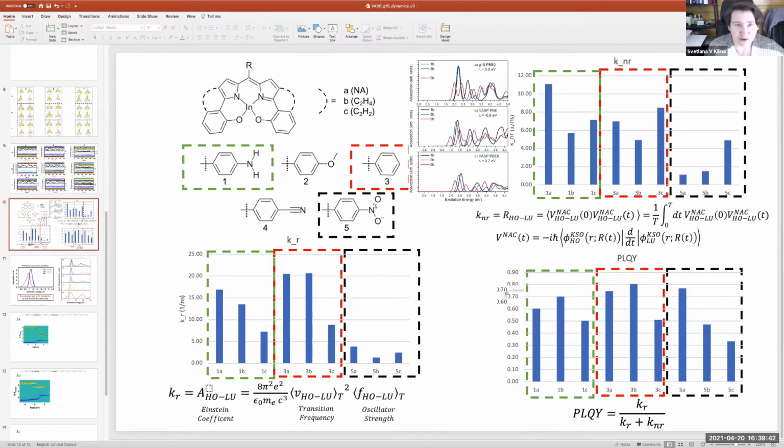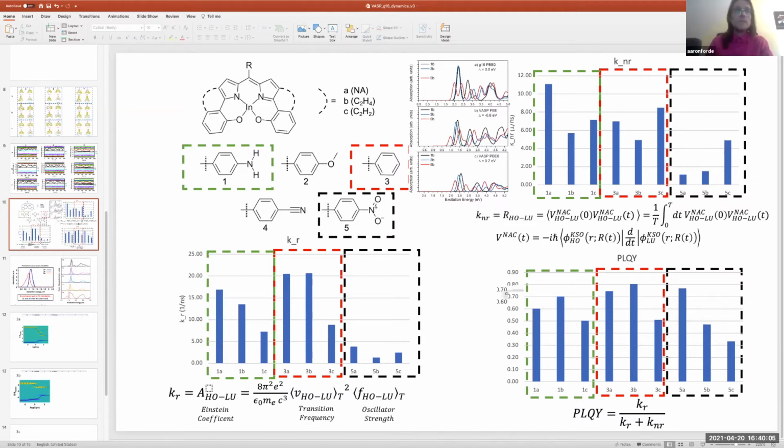But I think what is really interesting for your calculations is that you're showing for sure that it's not so much the non-radiative pathway, because the non-radiative pathways are actually smaller compared to the other cases 1 and 2, but it's really the radiative pathway that is reduced.